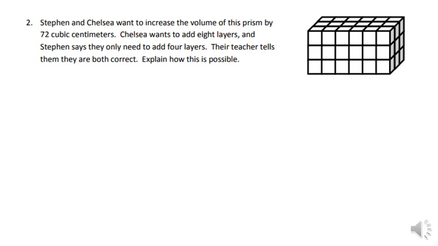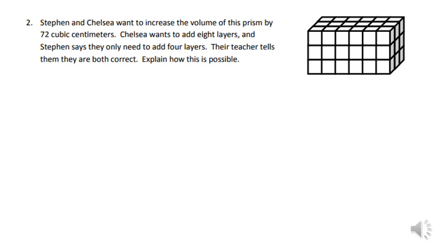Question 2. Stefan and Chelsea want to increase the volume of the prism by 72 cubic centimeters. Chelsea wants to add 8 layers. And Stephen says they only need to add 4 layers. Their teacher tells them they're both correct. Explain how. Well, let's see.